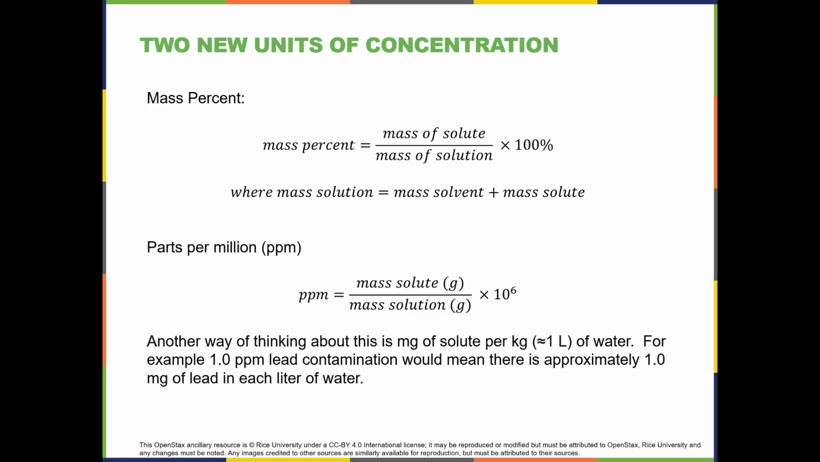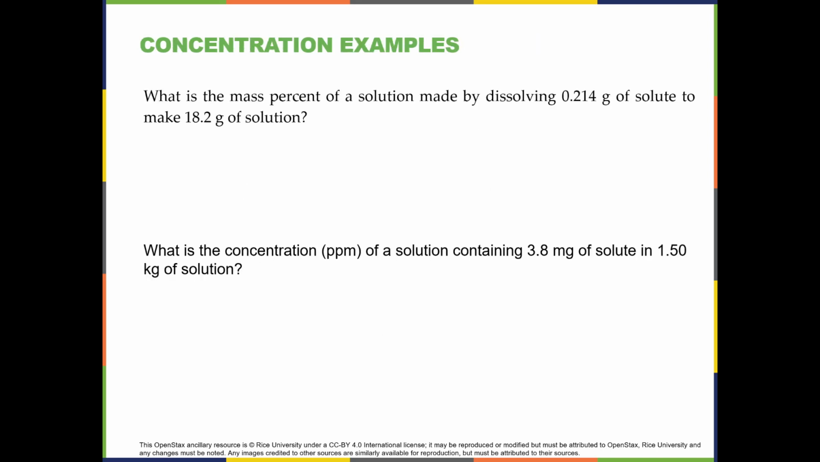Since water has a density of approximately 1, this is how many milligrams are in a liter. So for example, if somebody says the water is contaminated with 1 part per million lead, what that means is there's 1 milligram of lead in 1 liter of water. So that's what a part per million is. The last thing we're going to do here is go over 2 examples where we actually look at the questions and we solve them.